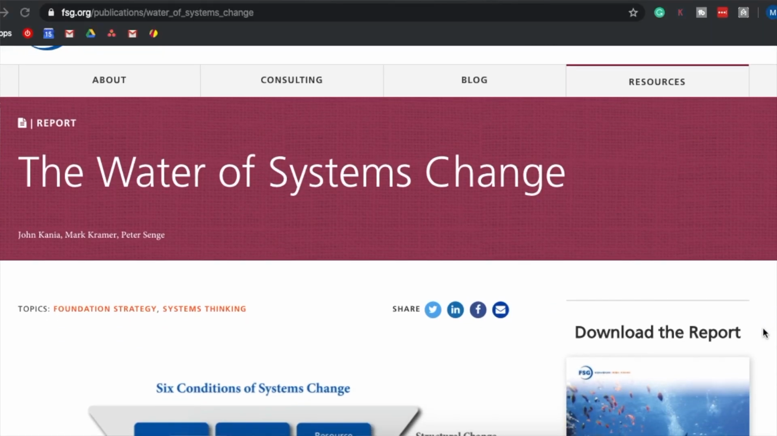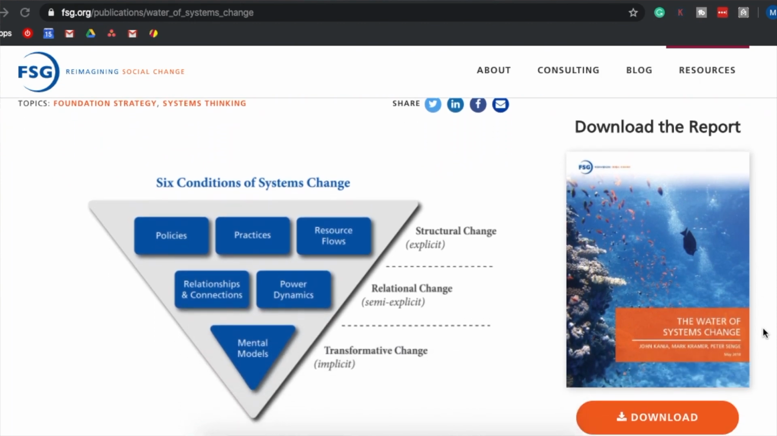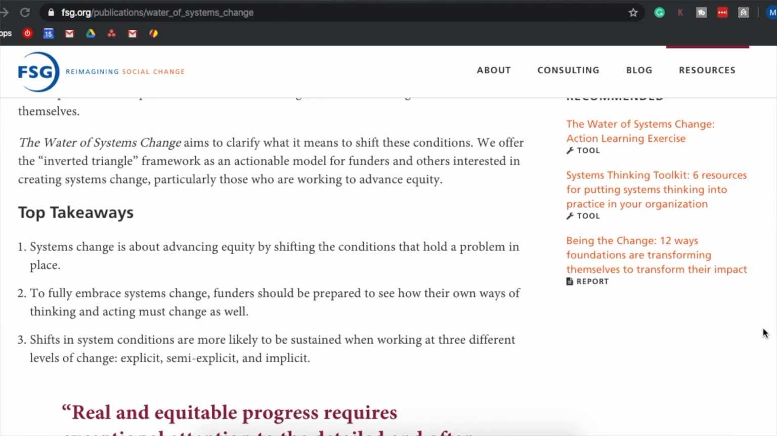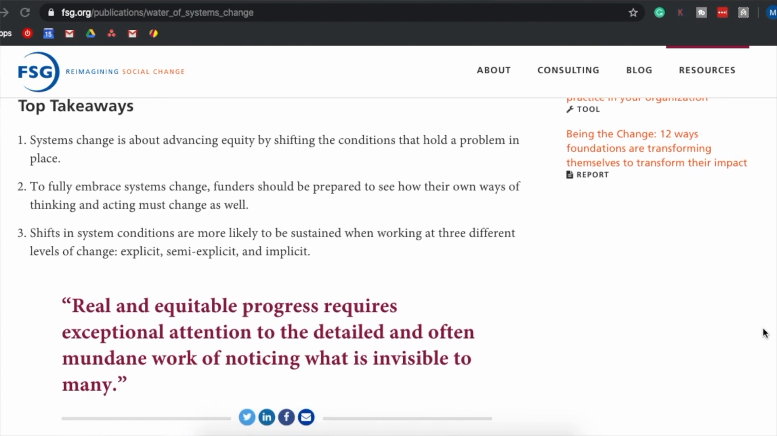And if these categories don't necessarily fit, I recommend looking at the FSG article, The Waters of Systems Change, for their 5 conditions or levers of systems change to categorize outcomes as well. And those 5 are policy, practices, resource flows, relationships, connections, power dynamics, and mental models. Another thing you should do is to consider how you're changing these things. So is it an increase or is it a decrease?